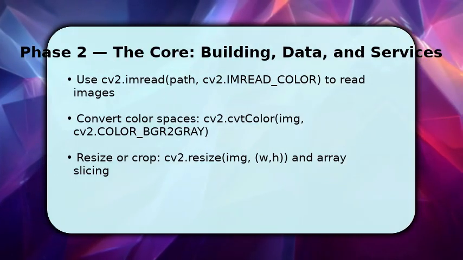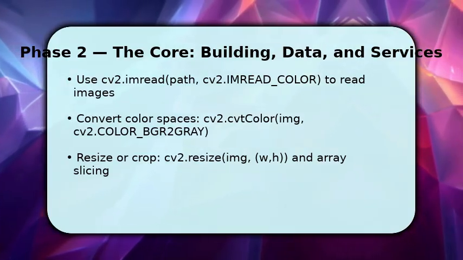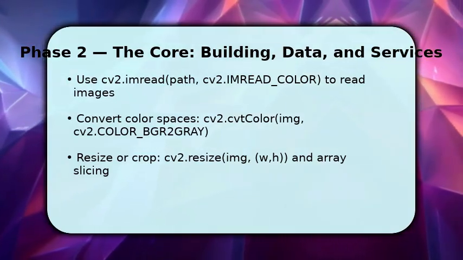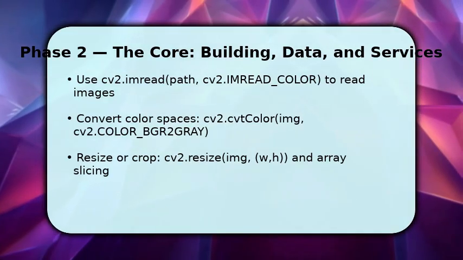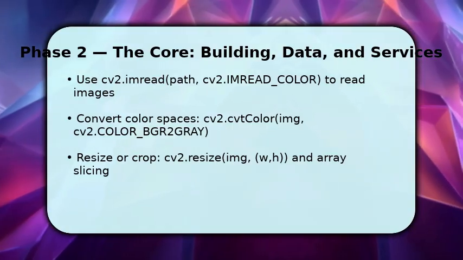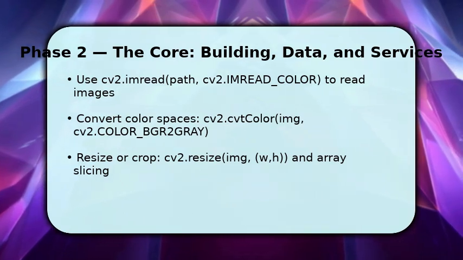Once loaded, preprocess. Resize with cv2.resize to a consistent shape and crop via array slicing to focus on regions of interest. Use NumPy operations to normalize or threshold. These steps reduce noise and speed up subsequent detection or feature extraction, so do them carefully.